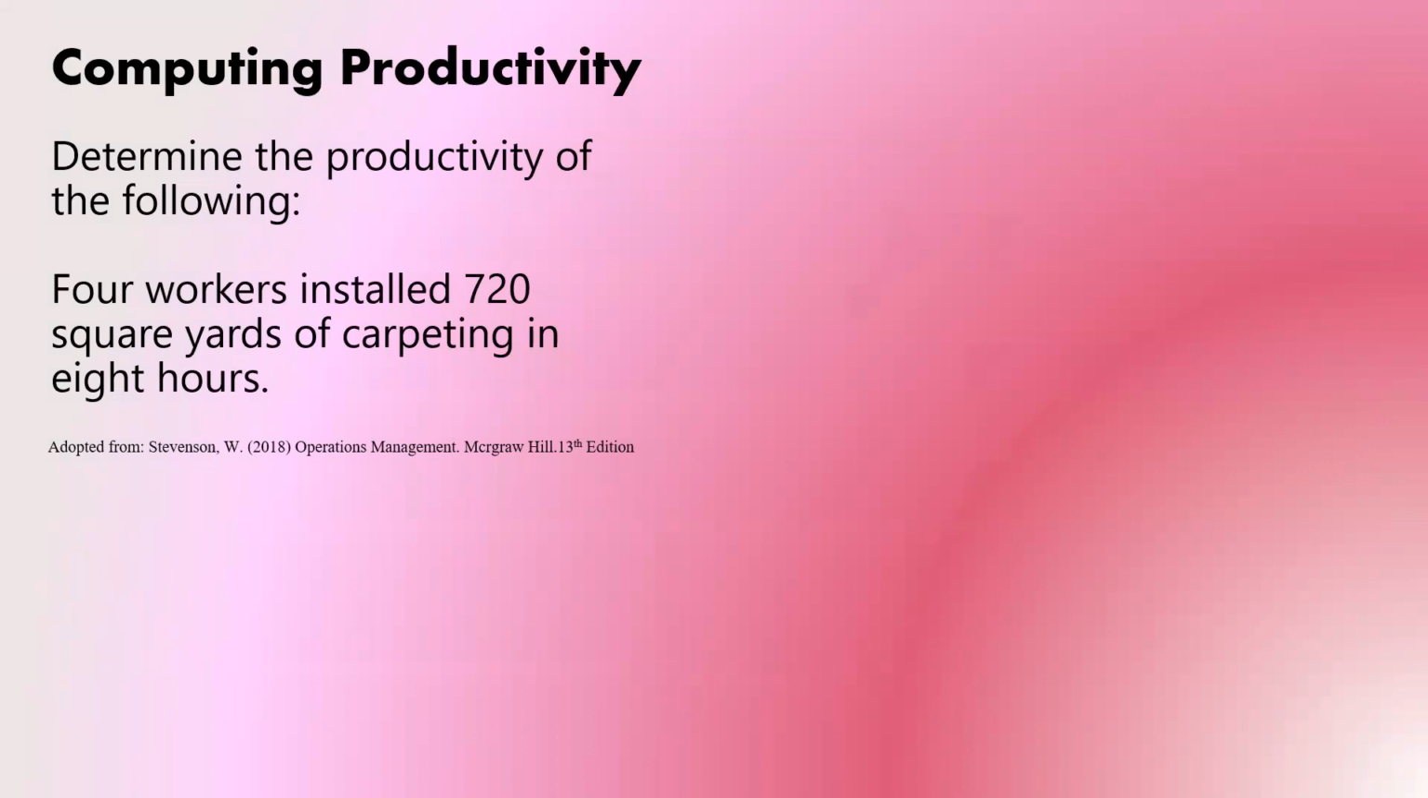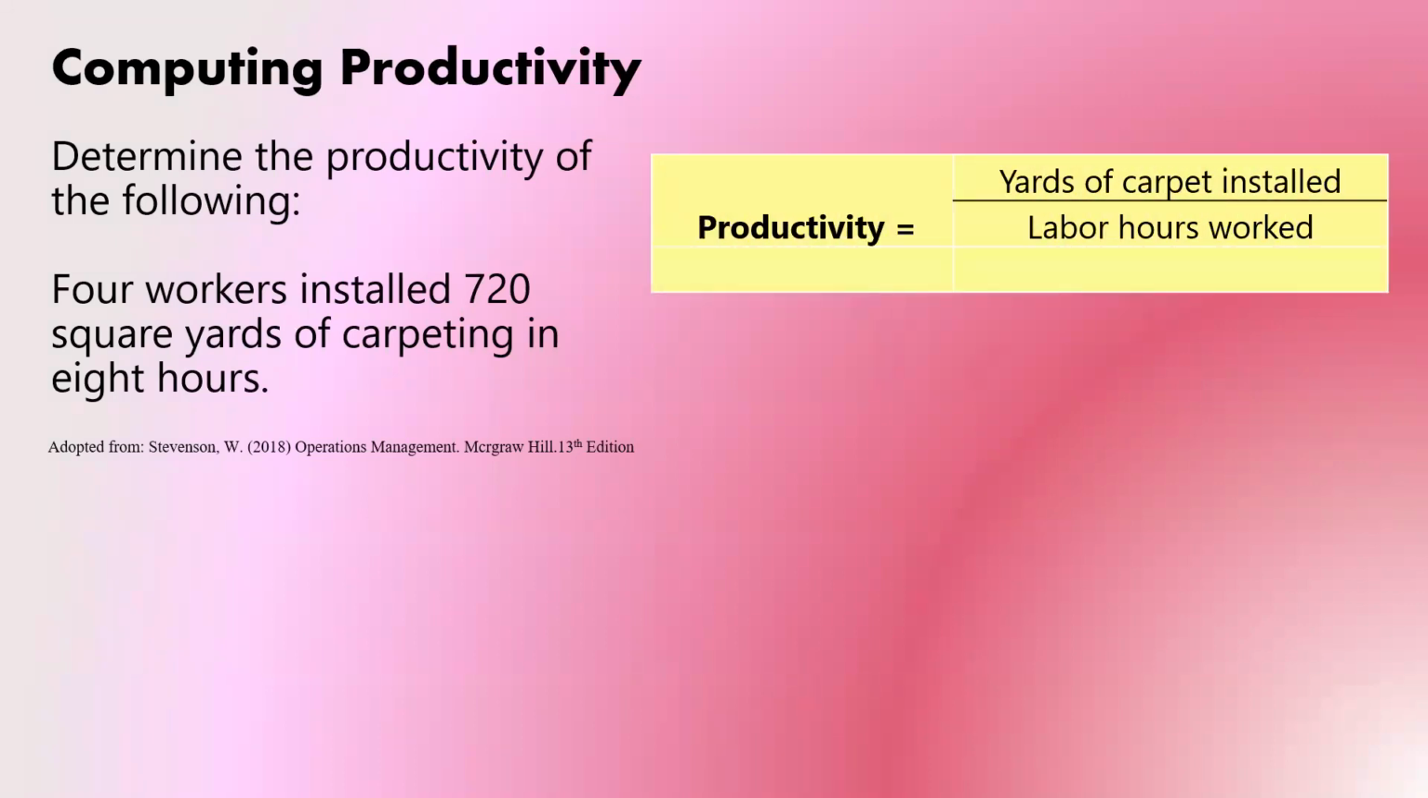So computing productivity. Here is our problem, guys. Determine the productivity of the following: 4 workers installed 720 square yards of carpeting in 8 hours. So how do we do that? We know that productivity is output divided by input. Our output here is yards of carpet installed, and our input is labor. We have 4 workers working 8 hours, so labor hours worked.